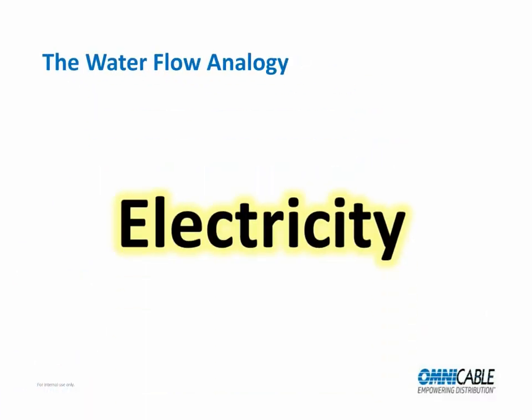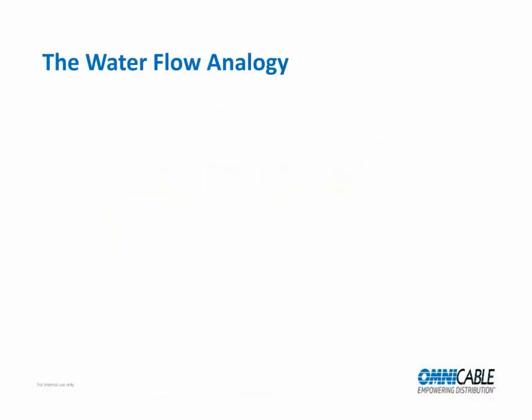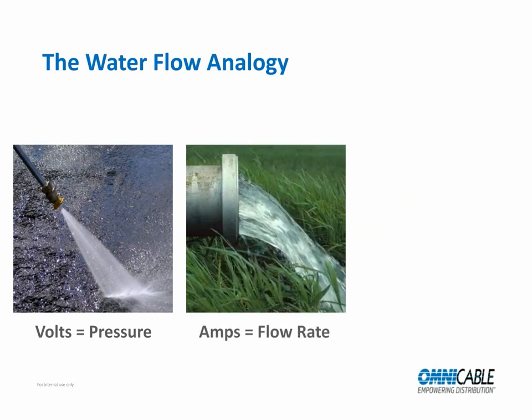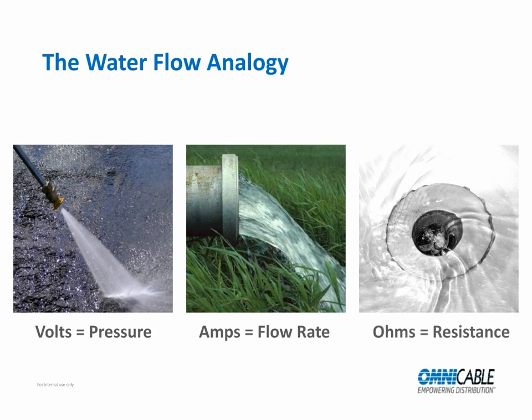Because electricity cannot be seen, the water flow analogy is used to explain its characteristics. First, there is voltage, which measures the amount of pressure being applied. Next, there are amps, which measures the rate of the flow. Lastly, there are ohms, which measures the amount of resistance across a conductor.